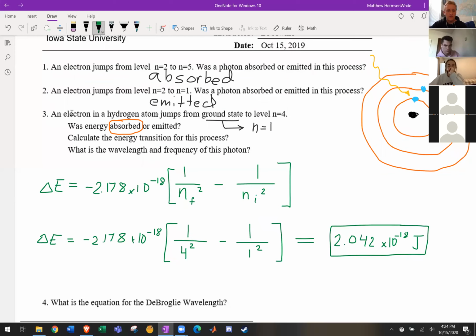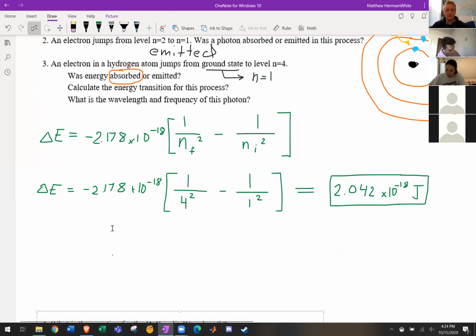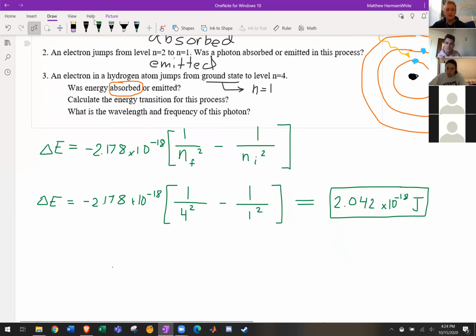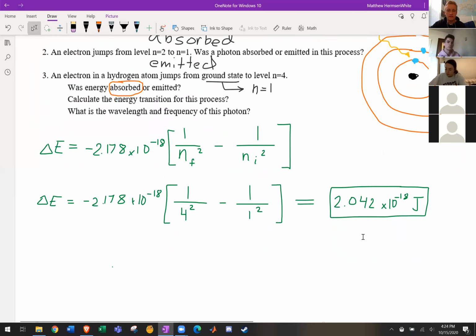Okay, so we got the first 2 parts done. The next part says, what is the wavelength and frequency of this photon? So keep in mind that the energy change associated with this electron is going to be absorbed from a photon, and the photon's energy is the same as the amount that was absorbed. So let's see here. If we want to first find the frequency, you could find the wavelength first. I just did the frequency, but it doesn't matter.